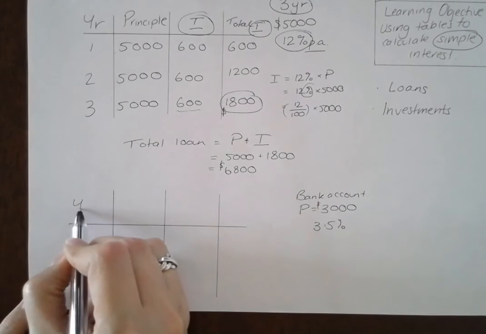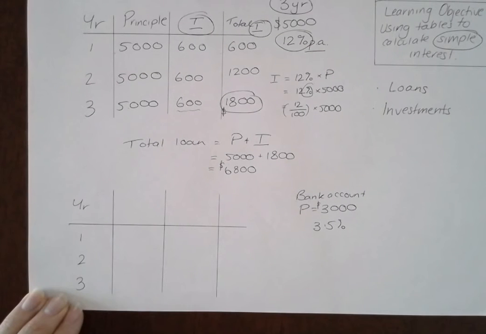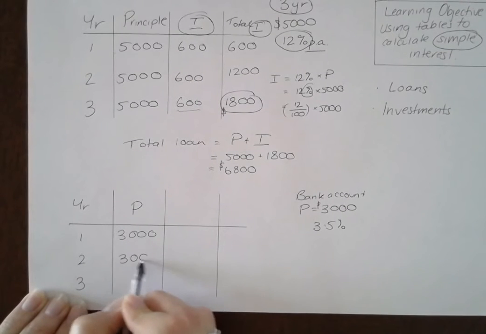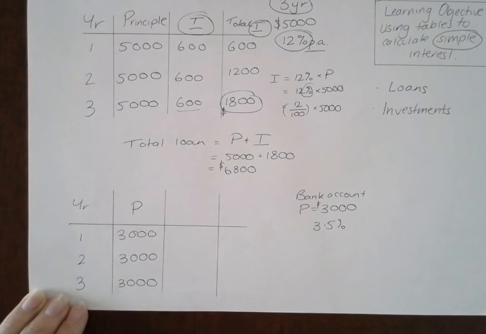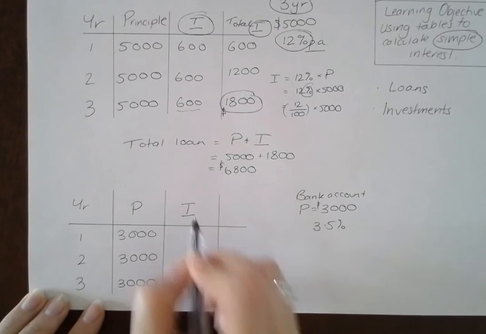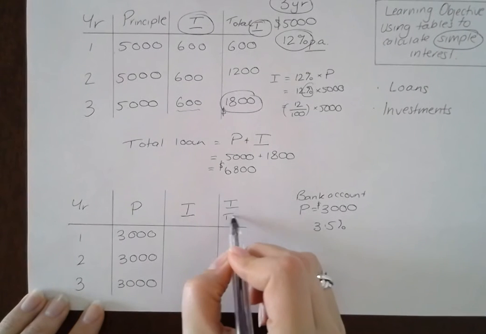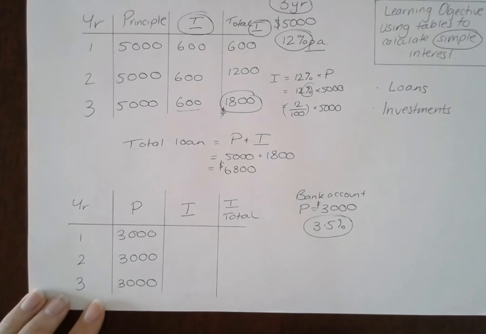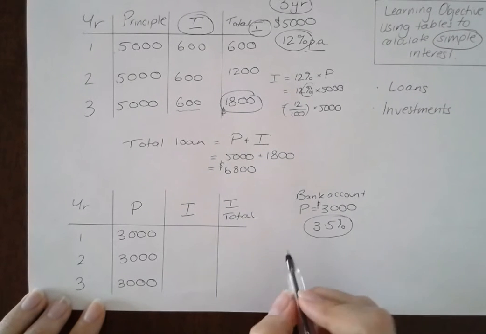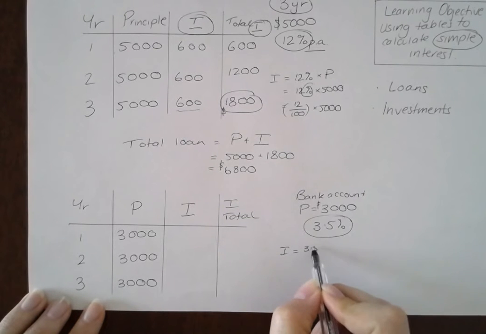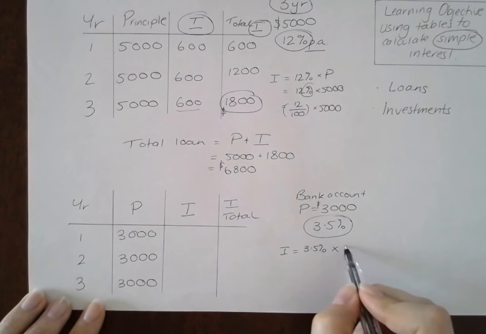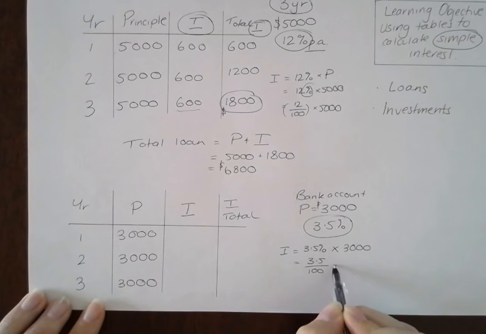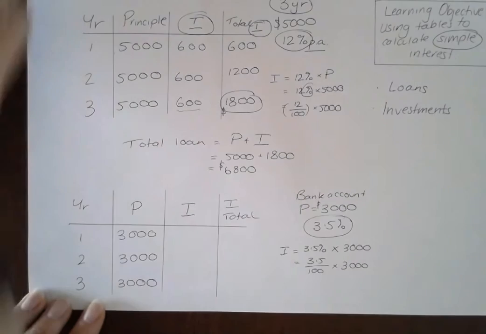So same thing again, let's go for 3 years. So 1, 2, 3. We've got our principal, which won't change. We just keep saying, all right, we've stuck $3,000 in the bank. How much free money can you give me? We're going to calculate our interest, and then we're going to calculate our total interest over in this column here. So we now need to figure out what 3.5% of our principal is. So interest will equal 3.5% multiplied by 3,000, which is 3.5 divided by 100 times 3,000.